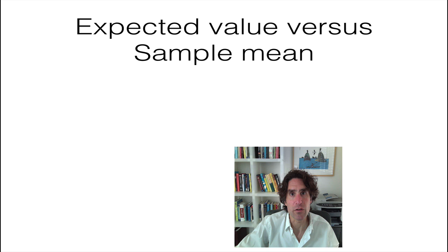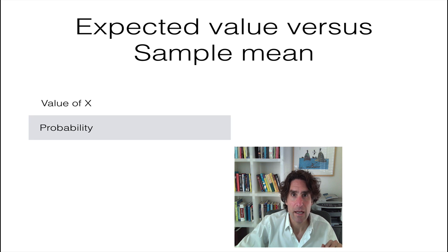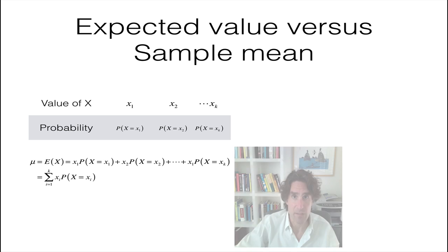The expected value of a discrete random variable is specified by the individual values of that random variable, x1, x2, all the way down to xk, and then the associated probabilities. The probability that the random variable capital X is equal to x1, and the probability that capital X is equal to the value x2, and so on all the way down to the kth value. The expected value formula is then given by this expression.